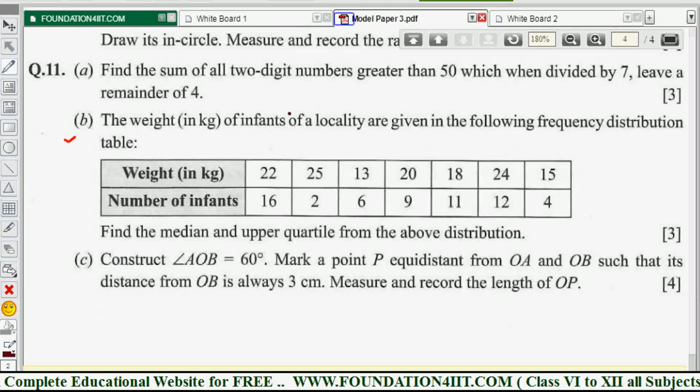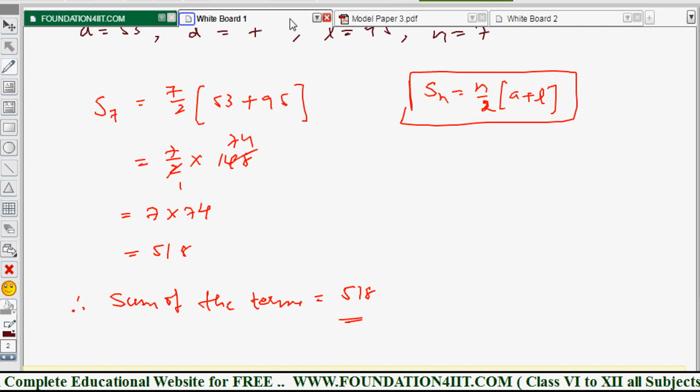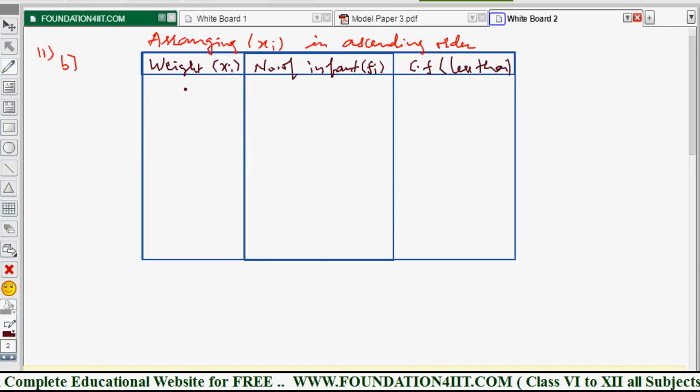And if you observe, the least one is 13. For 13 you should write 6. After 13 the next is 15, with 4. Okay, we can make this table like this. If you are arranging: 13, 15, next is 18, 20, 22, 24, 25. According to this, for 13 the number of infants is 6, and for 15 it is 4, then 11, and 16, 12 and 2. For 25, infants is 2. Once you know these, you can find out the cf, cumulative frequency.